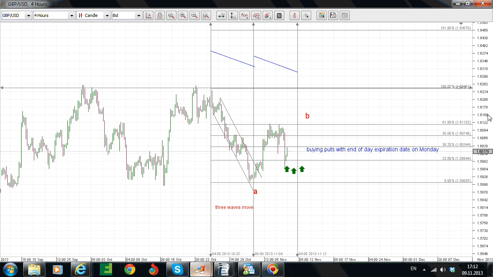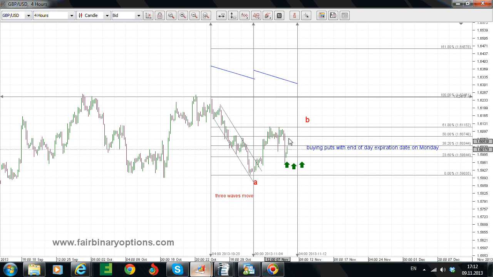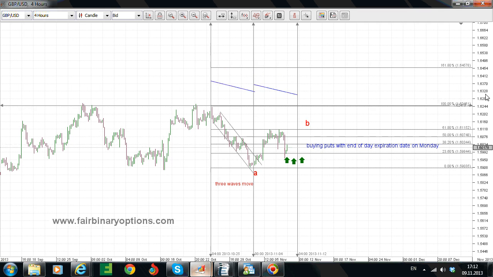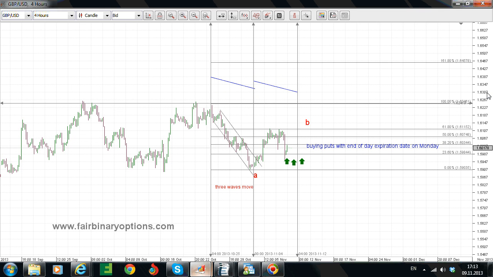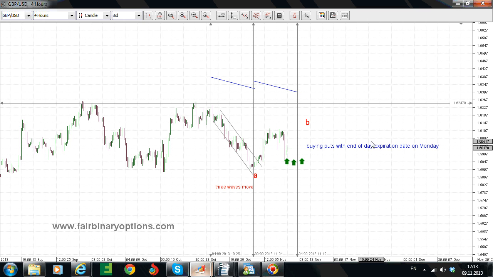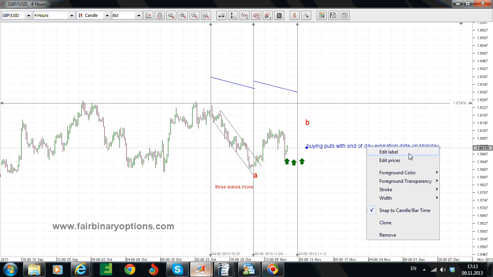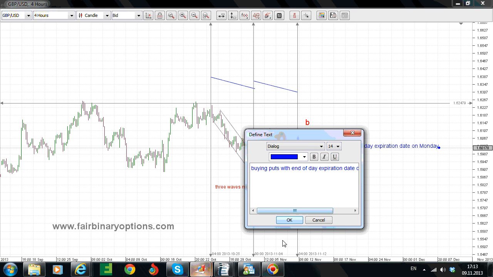This is our scenario, this is our analysis. Time element is on our side, price is on our side, so that's pretty much it. Monday at the opening, buying not puts, sorry, buying calls. So buying calls with end of day. So here buying calls with end of day expiration date as we're looking for higher prices.